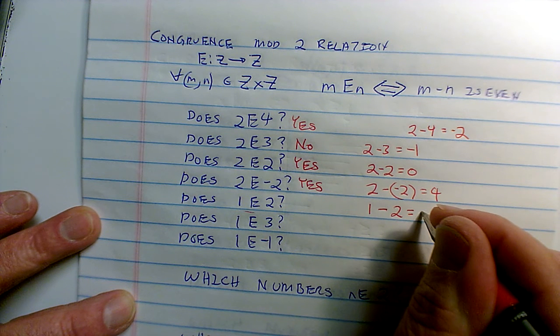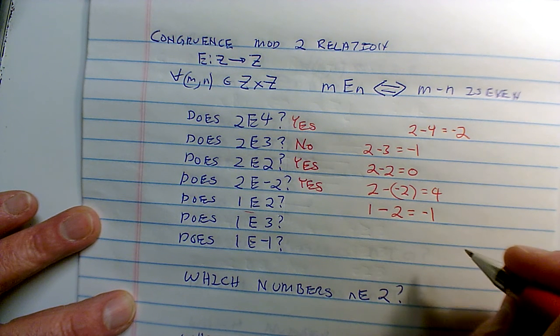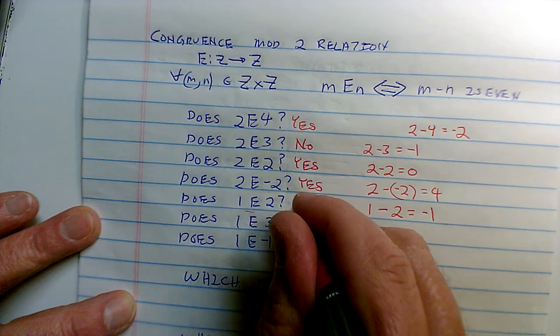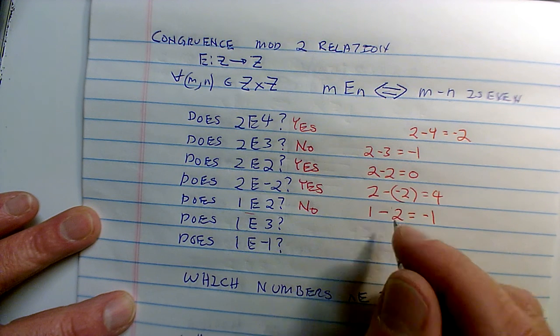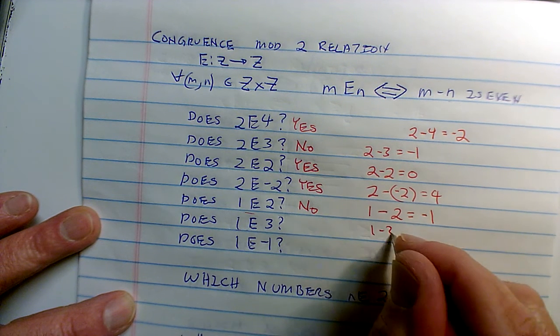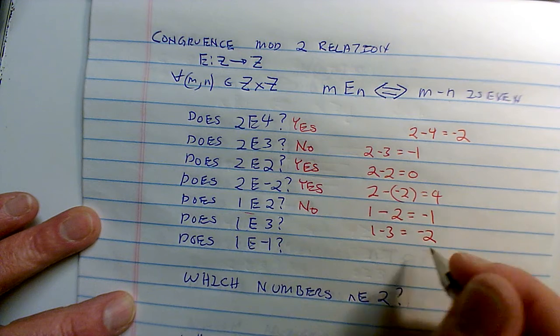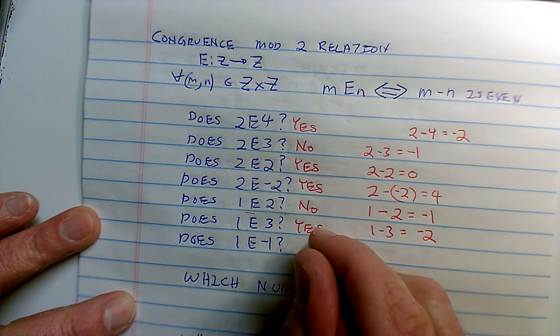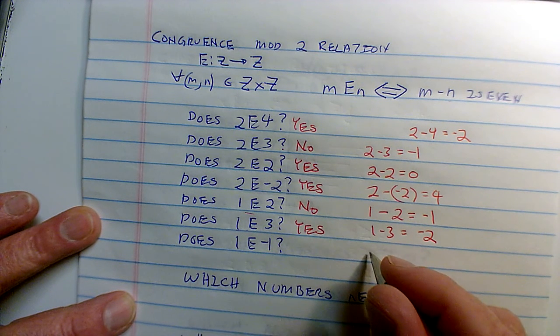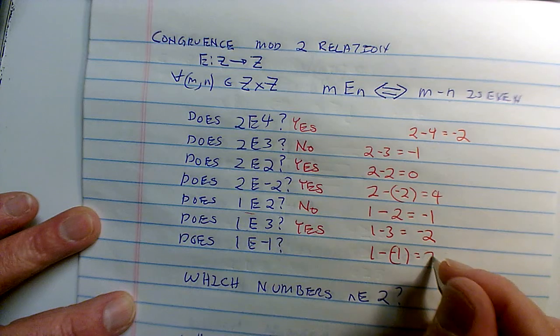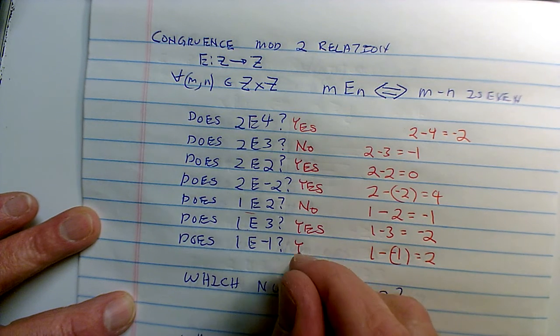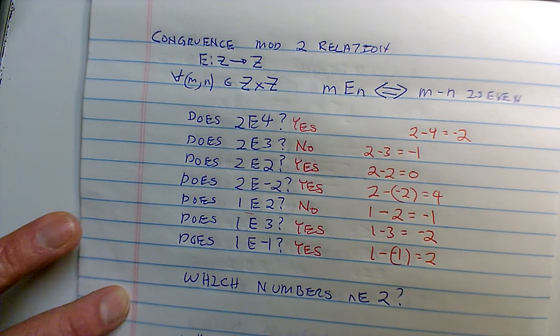Does 1 E 2? Well, 1 minus 2, that one's going to give us negative 1, so that one's a no. Does 1 E 3? If I take 1 and subtract 3, I get negative 2, which is even, so that's a yes. Does 1 E negative 1? 1 minus a negative 1 is 2, so those two E each other.